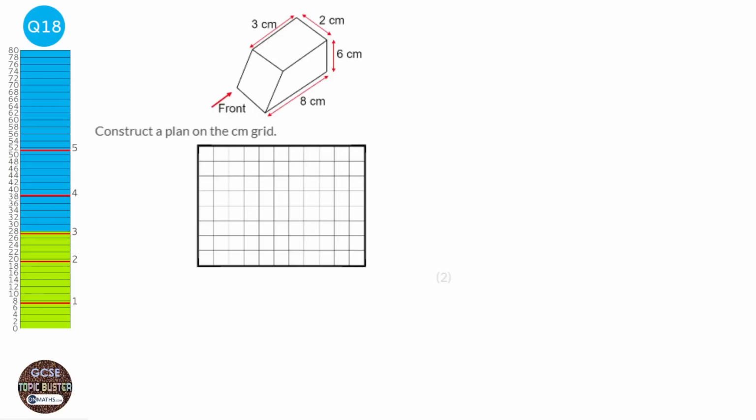A plan is a view that you would get if you were on top of the shape. So you were in an airplane or something looking down on the shape.